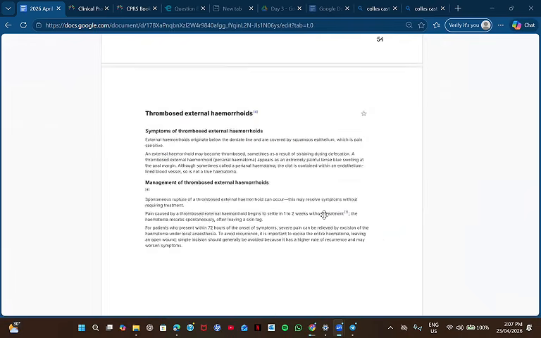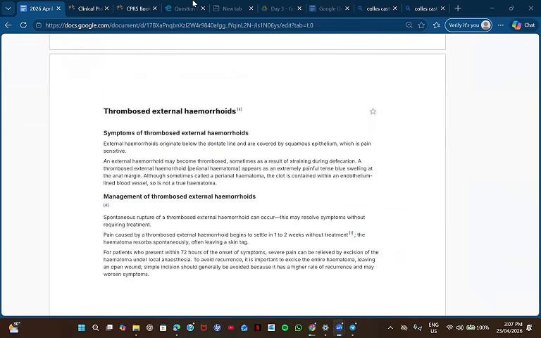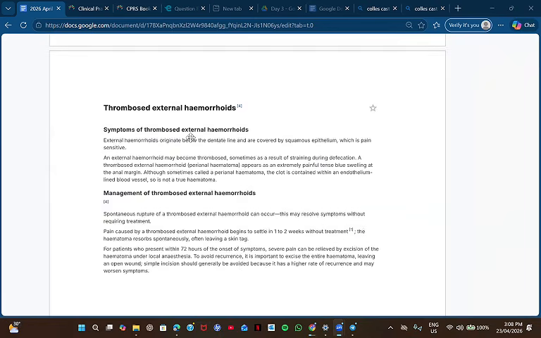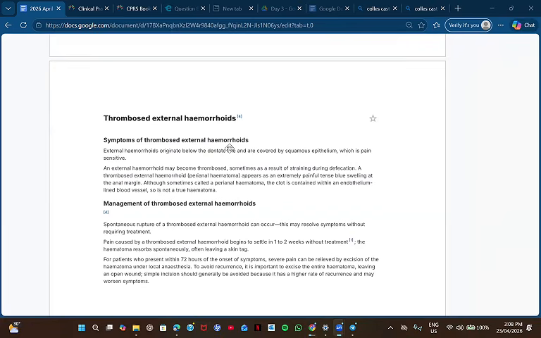Then let's discuss external hemorrhoids. External hemorrhoid features: is it painful or painless? Bleeding is present. It's a painful one, right? External hemorrhoids also have different types. There's one specific one we call thrombosed external hemorrhoid. So what is this thrombosed external hemorrhoid?